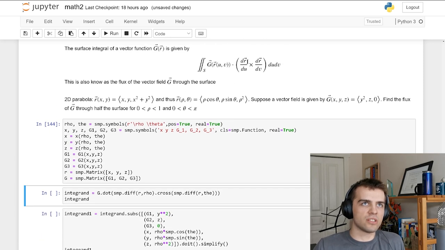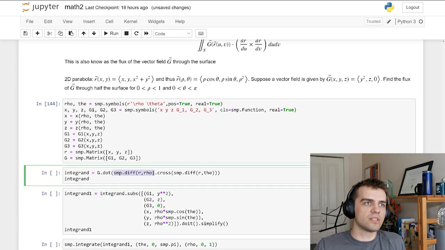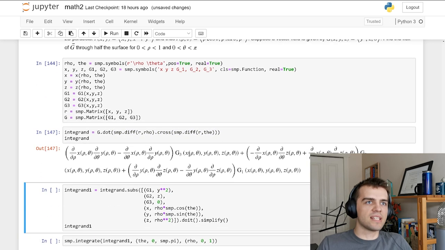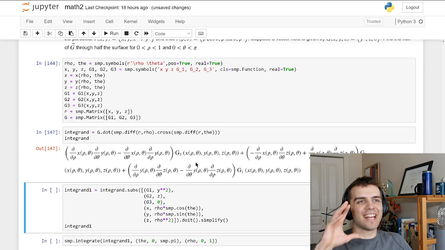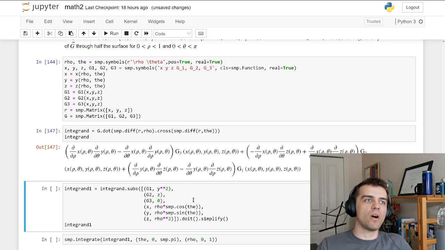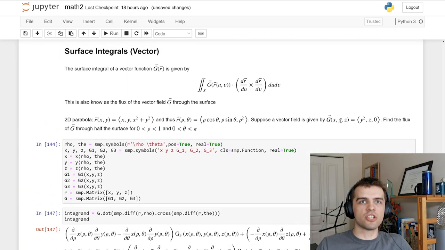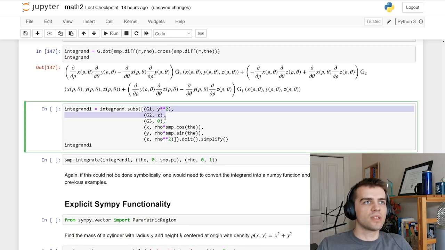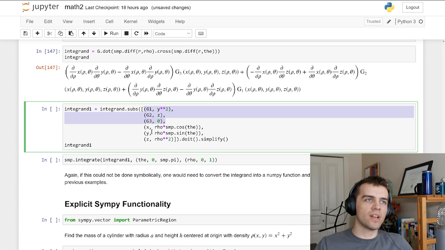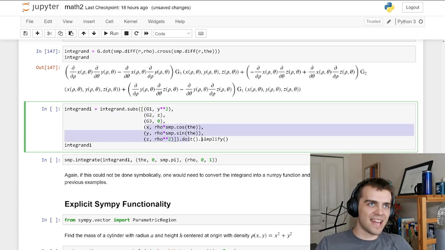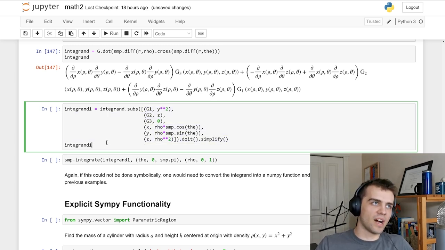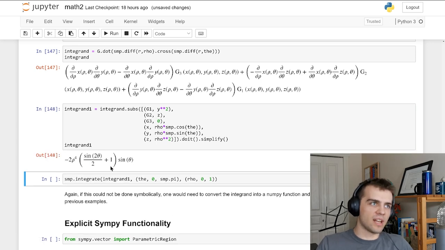Then I can define the integrand. The integrand is G dot dr d rho cross dr d theta. Those are the two things it's parameterized by, and I've got my integrand in a general form. Then I can put in my specific values. Up here, G1 was y squared, G2 was z, and G3 was zero. Again, very similar to before, I also plug in x, y, and z, and then simplify. I get my specific integrand here.